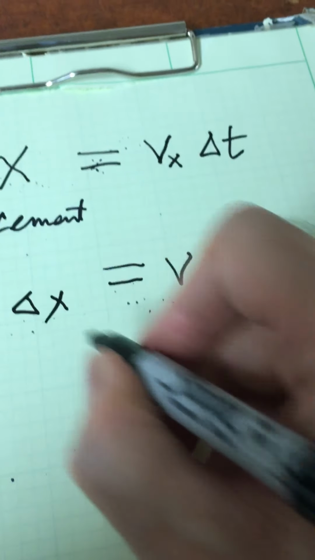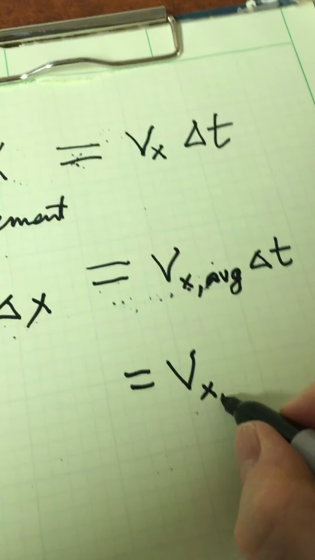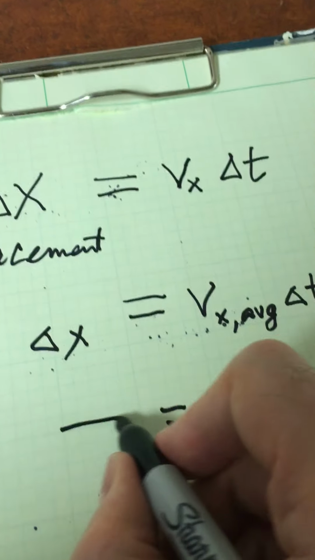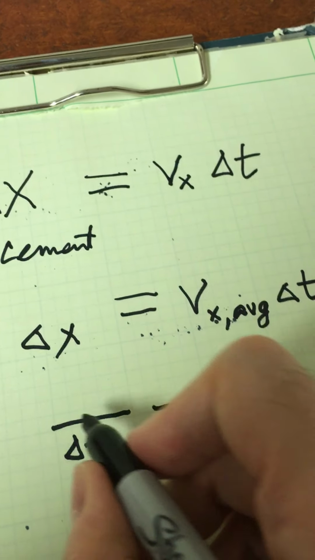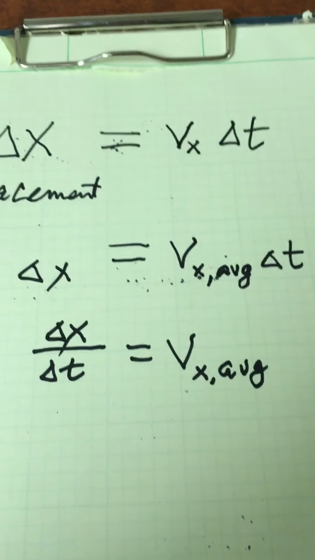And the last thing I'm going to do is, if I want to solve for that average, I can count the number of tiles, convert it to meters, take delta t to be 1 second, and here's my expression for the average velocity in the x direction.